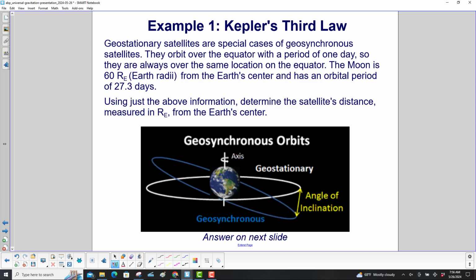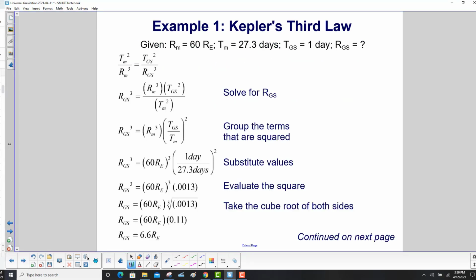Example 1, Kepler's third law. Geostationary satellites are special cases of geosynchronous satellites. They orbit over the equator with a period of 1 day, so they are always over the same location on the equator. The moon is 60 r sub E, that is Earth radii, from the Earth's center and has an orbital period of 27.3 days. Using just the above information, determine the satellite's distance measured in r sub E from the Earth's center. We gave the moon's information because we're going to use it in Kepler's third law.